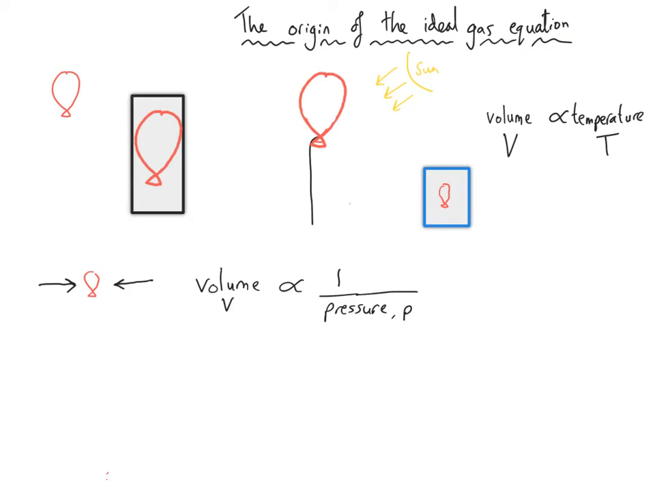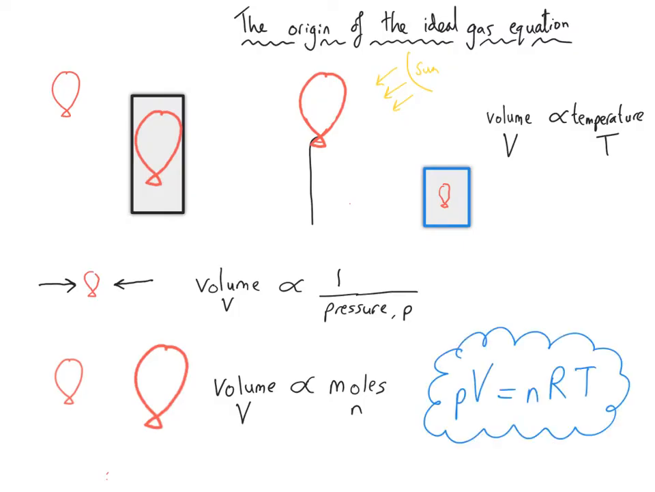And then last of all, if we were to carefully undo the knot in the balloon and breathe out more air into that balloon, we would find that the balloon, of course, would get larger. The volume would increase. And what that means is we've put more molecules of gas into the balloon, more moles, and so the volume of that balloon is increasing because volume is proportional to the number of moles of gas inside the balloon. And it's these three relationships that we've got here on the slide that combine together to give us the ideal gas equation.